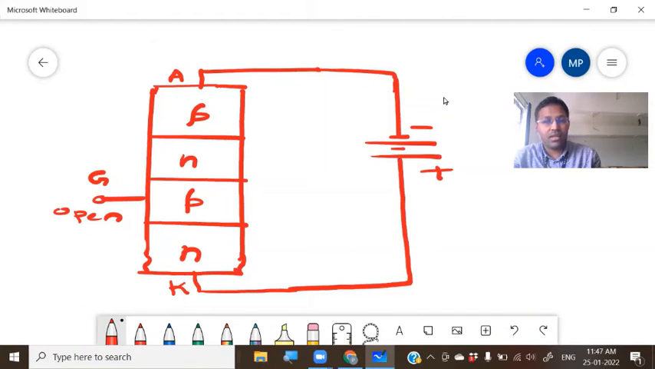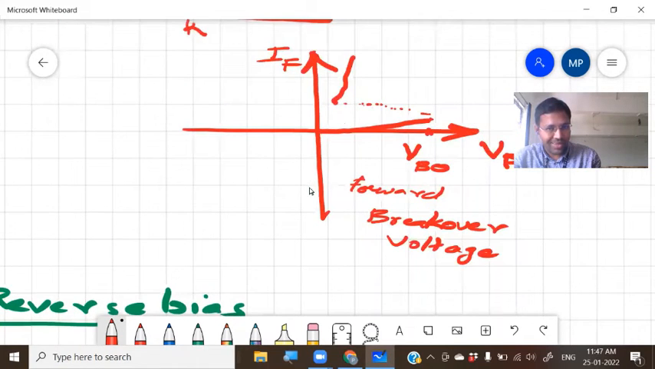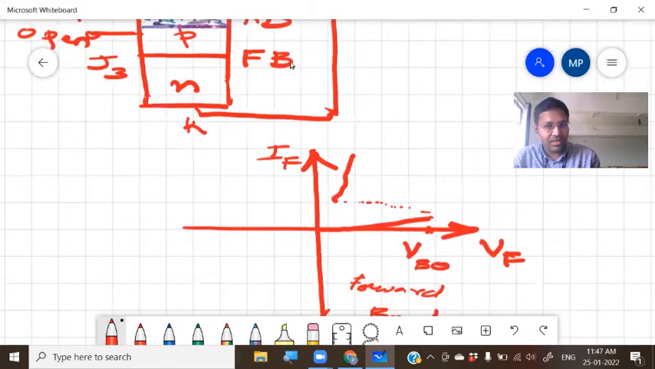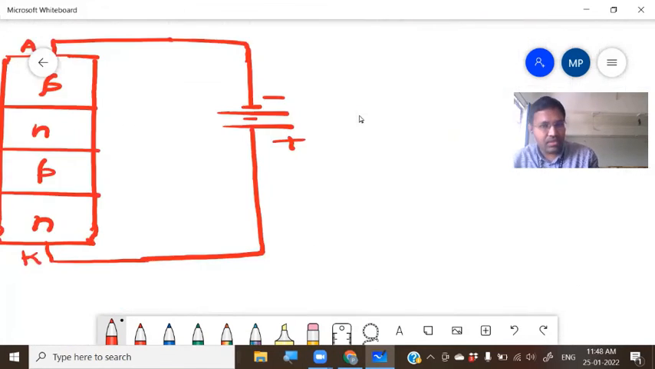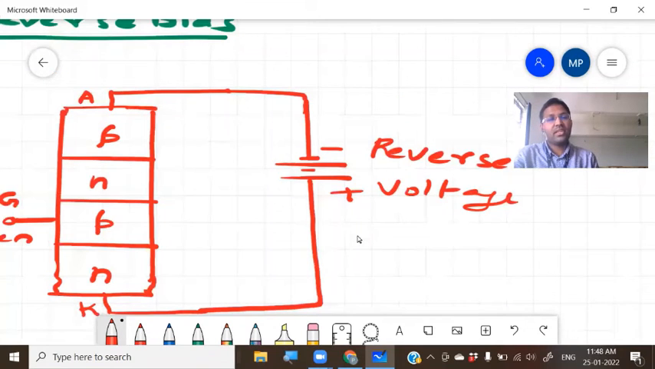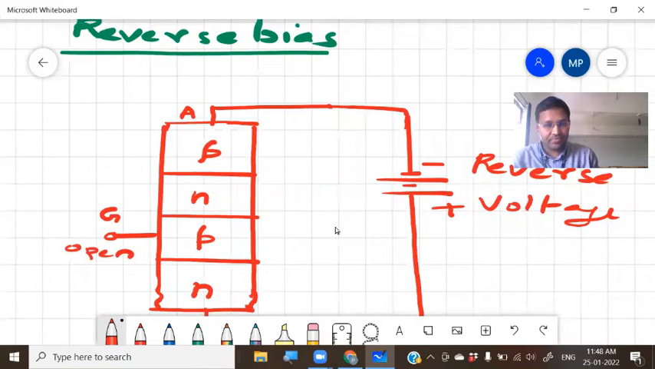Earlier we called this voltage the forward voltage. Now we can call this voltage the reverse voltage. So this is the reverse bias condition when the gate is open. Case 1, gate is open. Now what happens here?